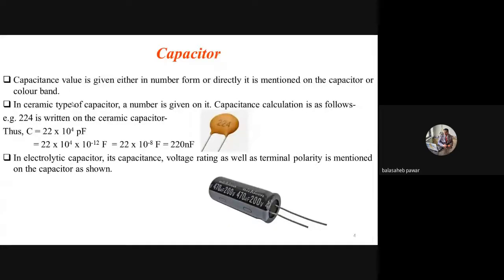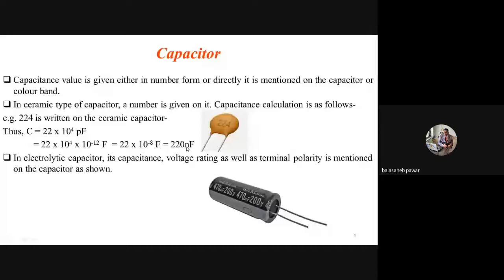And remember again, picofarad is compulsory. That pico term is compulsory, that is 10 raised to minus 12, and the unit for capacitance is farad. So for this given example, 224, the capacitance will be 22 into 10 raised to 4 into 10 raised to minus 12 farad. Then you rearrange that term, and the standard value you can calculate is 220 nanofarad.